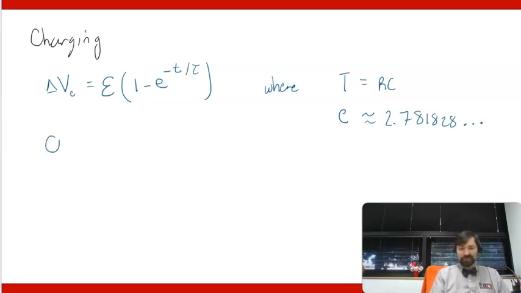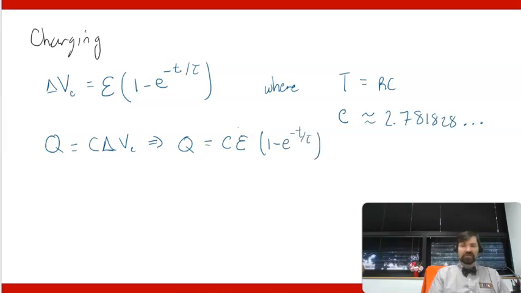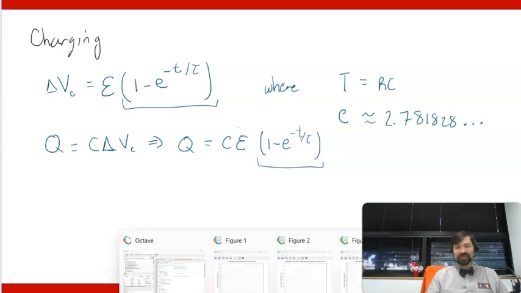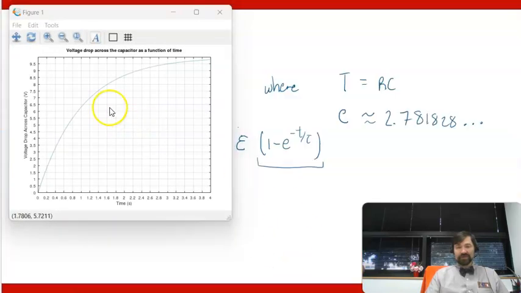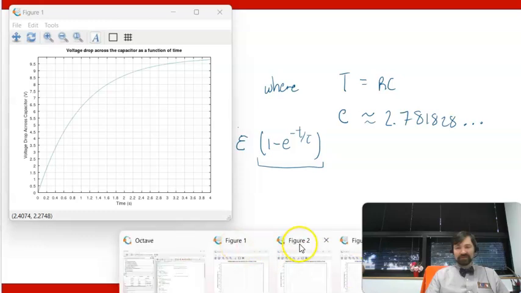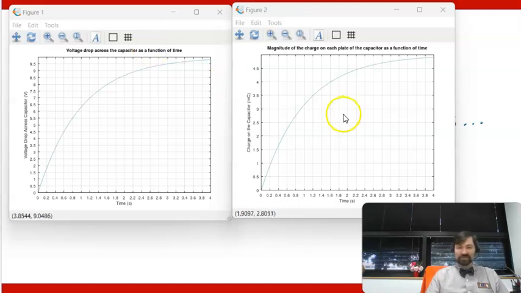Okay, and then remember that Q is C delta V, and so we would expect for Q to look like C times epsilon times 1 minus e to the negative t over tau. So fundamentally, this right here is your portion that is a function of time, and since it's the same for both, then I get for figure 1 a graph like this, and I get for figure 2 a graph like this. There's the same kind of graph.